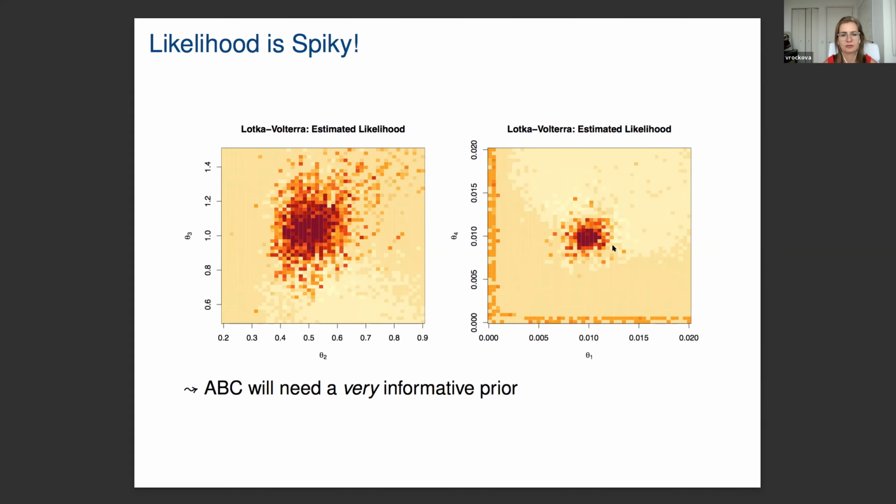So this illustrates the spikiness of the likelihood. And it also illustrates that if we have a flat prior over a wide domain, ABC might take a little while to find these spikes, right? So we narrow down the prior for ABC, not from 0 to 1, but somewhere smaller for theta1 and theta4, just because we know that the likelihood is going to be very concentrated in a small area.